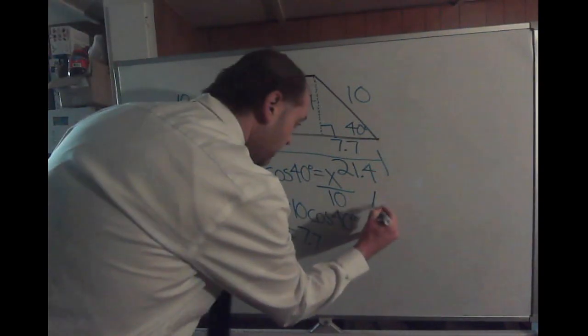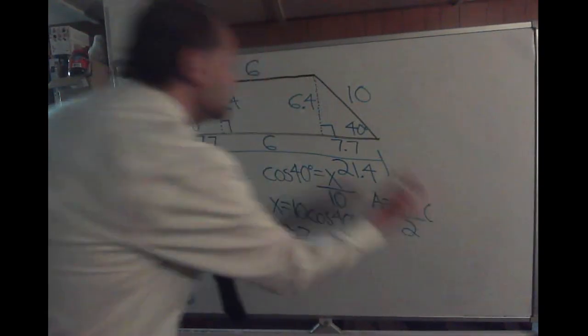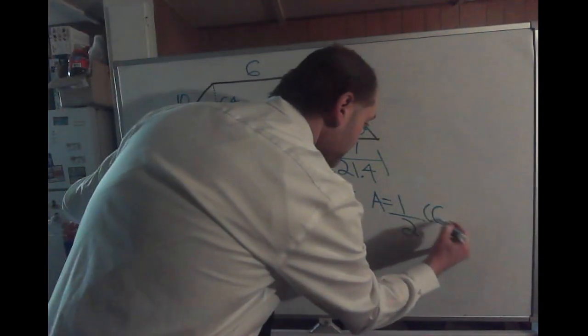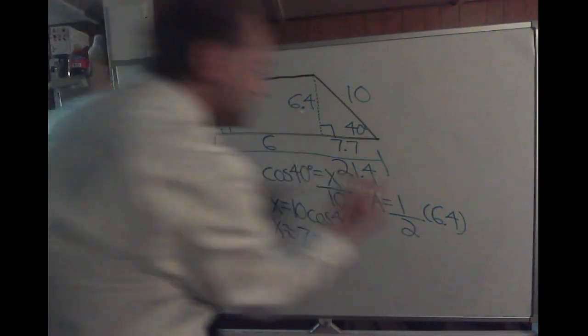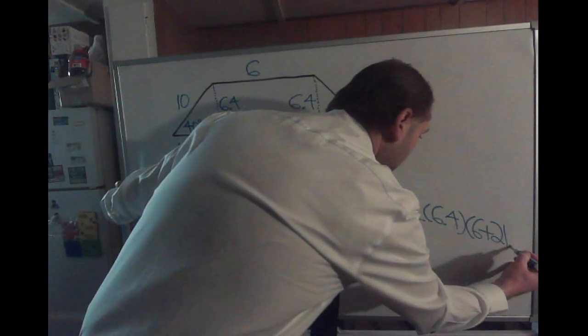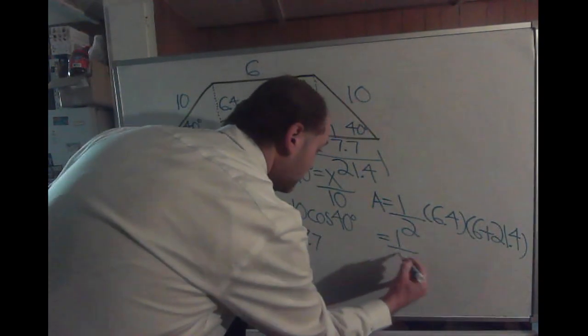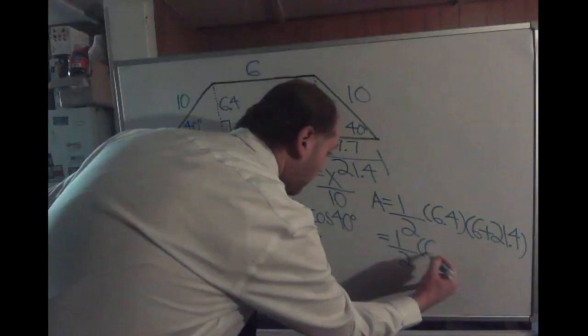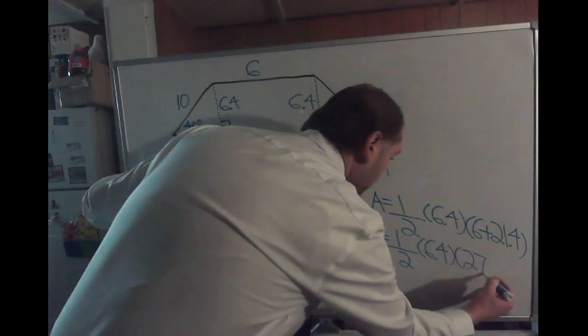Now let's find the area. The area is equal to half the length of your height, which is 6.4, times the sum of your 2 bases, which would be 6 plus 21.4, which would be equal to half of 6.4 times 27.4.